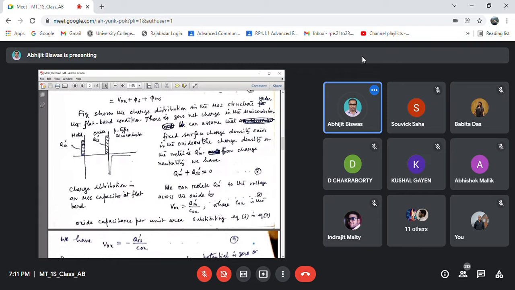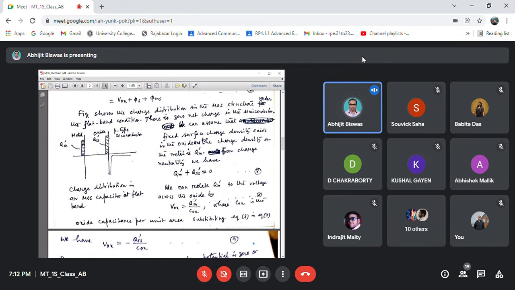So we can relate this Q'm by the equation Q'm plus Q'ss equal to 0. I already told you that usually the oxide trap charges are positive in nature. Therefore, we need some negative charge on the gate terminal, so that the algebraic sum of these two charges will be equal to 0. So we need to apply some negative gate voltage so as to make the bands flat in the semiconductor.